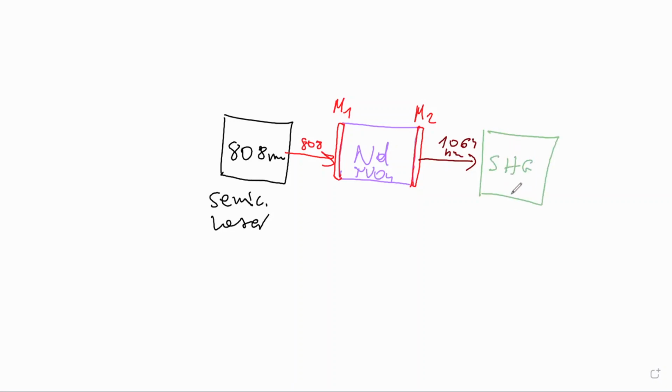So this is usually a lithium niobate crystal, but it doesn't matter for now. But a crystal that converts the color. And then we will have 532 nanometers, which is green. And all that is also power supplied with a battery, right? So we have a battery that is just powering our semiconductor laser.